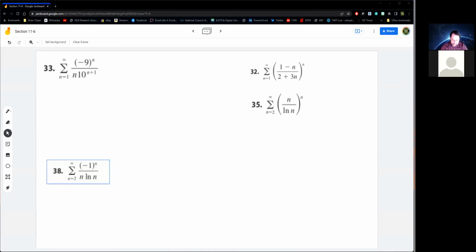So root. I'll give you another ratio one, so we can see it.